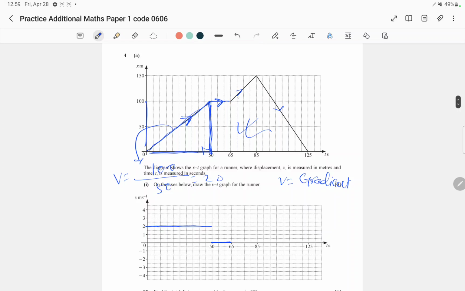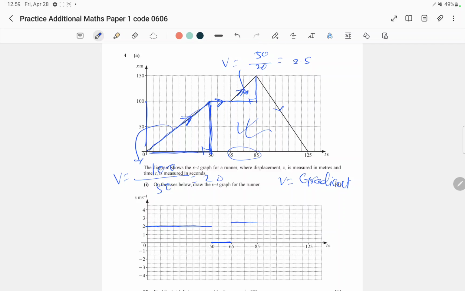Now again 65 to 85, gradient we can find from here. So change in y is 100 to 150, that is 50. And change in x, if you're trying to get from 65 to 85, that is 20. So here we can get 2.5, right? So this is 2.5, 65 to 85, and 2.5 will come over here.